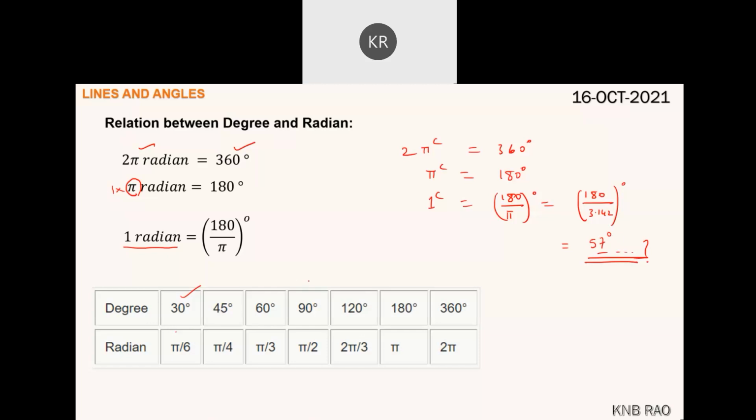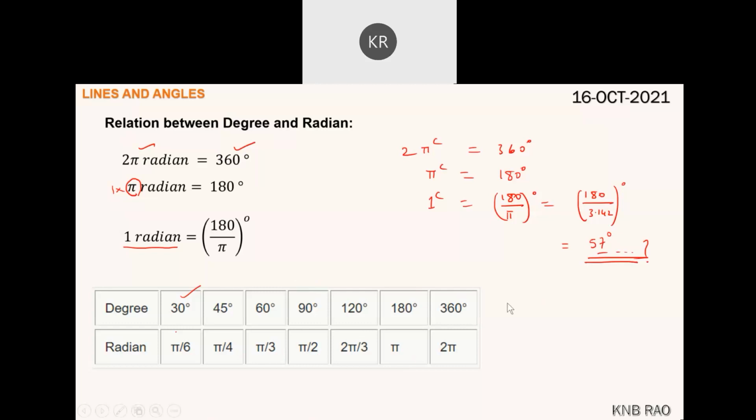Cos 30 degrees, cos 45 degrees, cos 60 degrees. How do we read this? In radians. This is pi by 6 radians, pi by 4 radians, pi by 3, pi by 2, 2 pi by 3, pi, 2 pi.